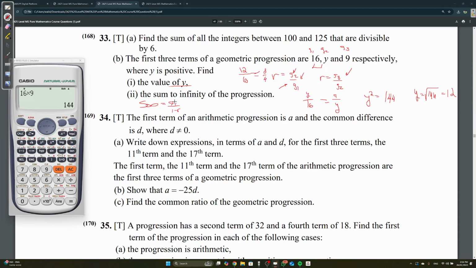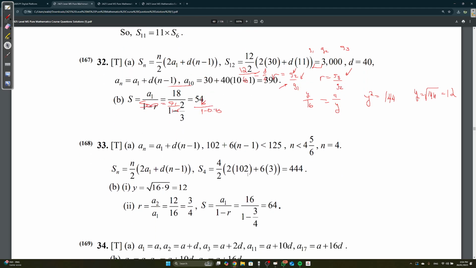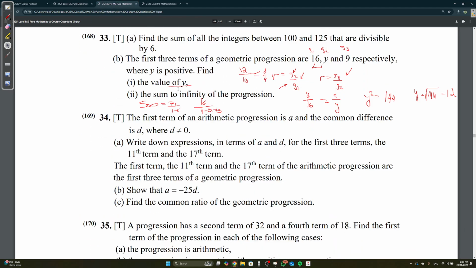So the sum to infinity, g1 over 1 minus r, is 16 over 1 minus 0.75, because 3 over 4 is 0.75. You can put 3 over 4 in your calculator. Some people copy exactly what I do, and I say, no, do whatever you're comfortable with. You're going to get 64. That's correct.